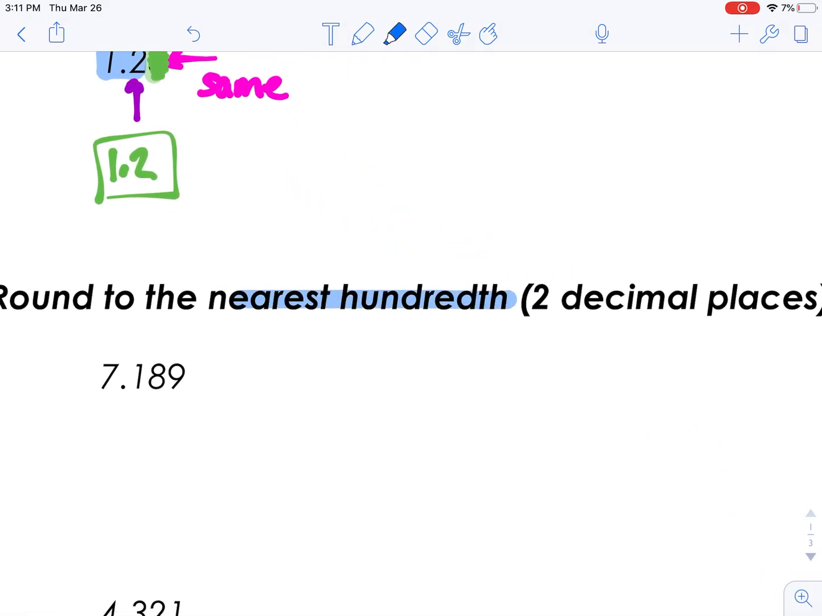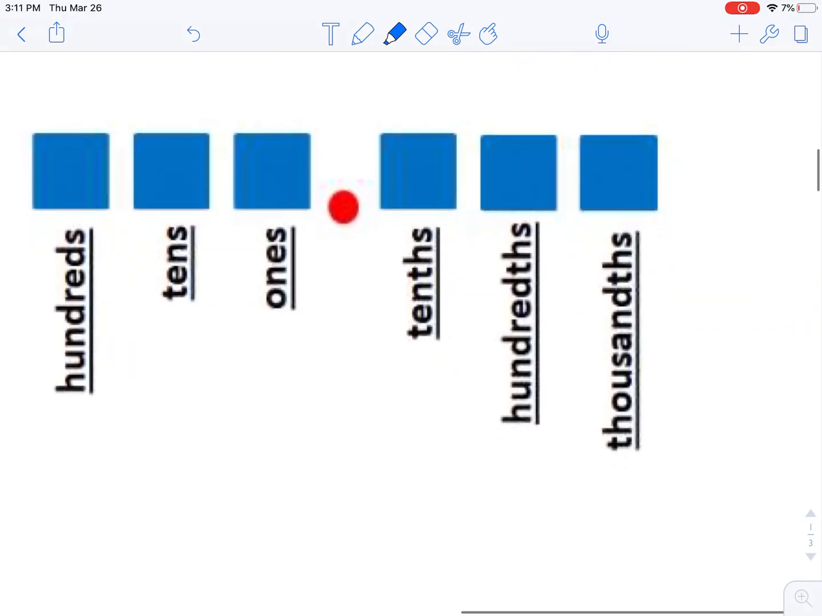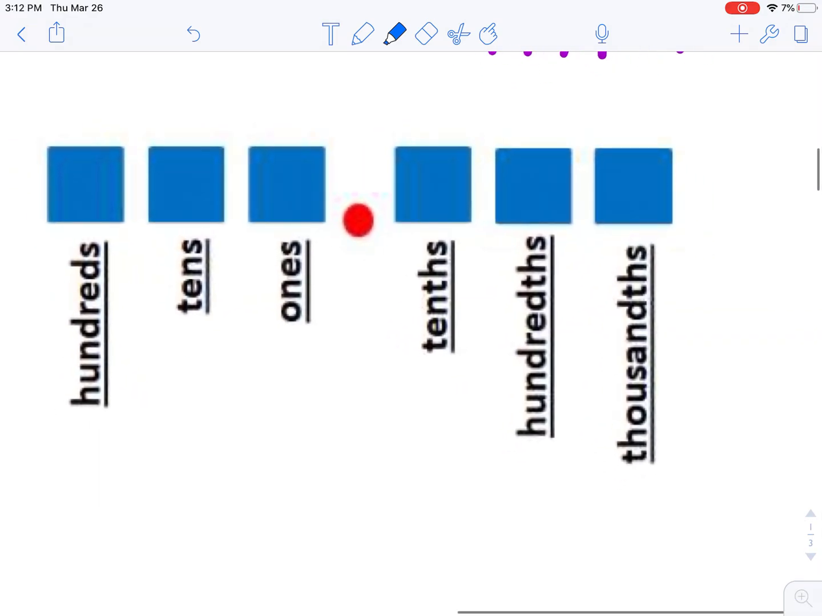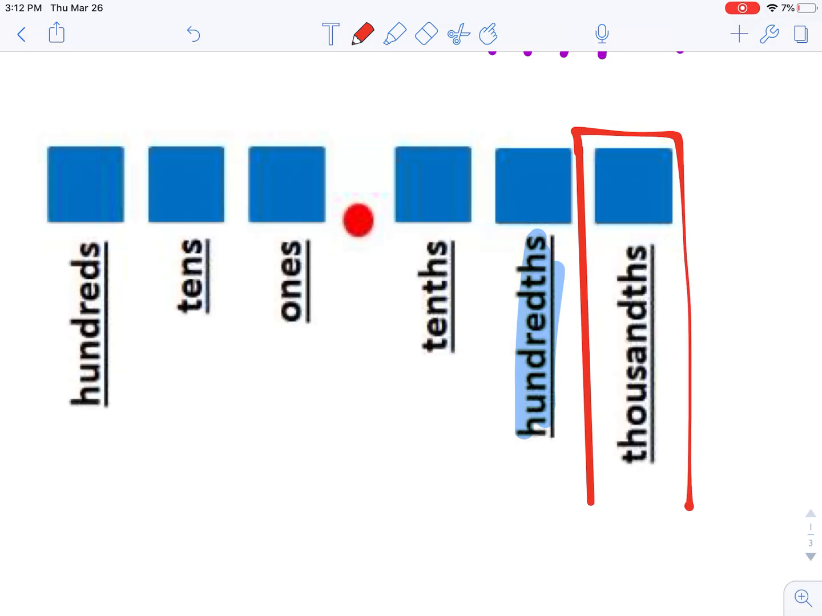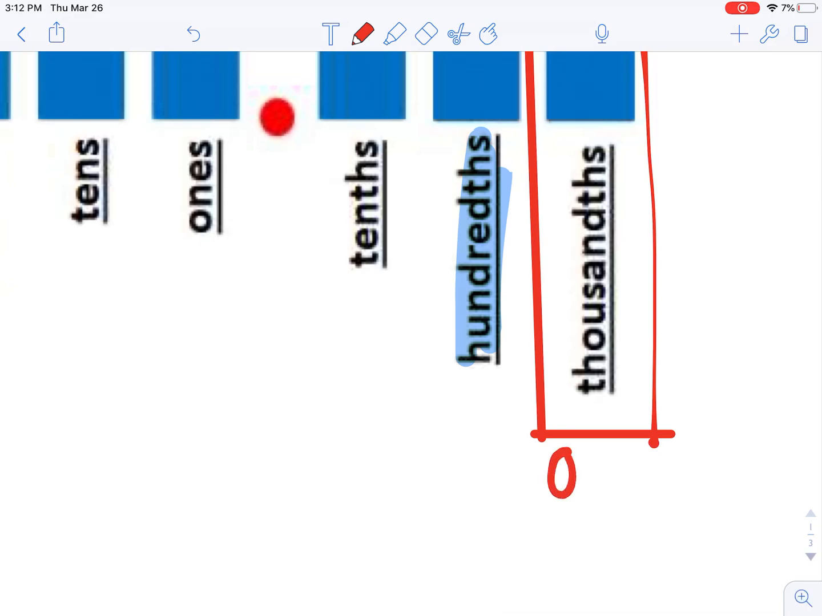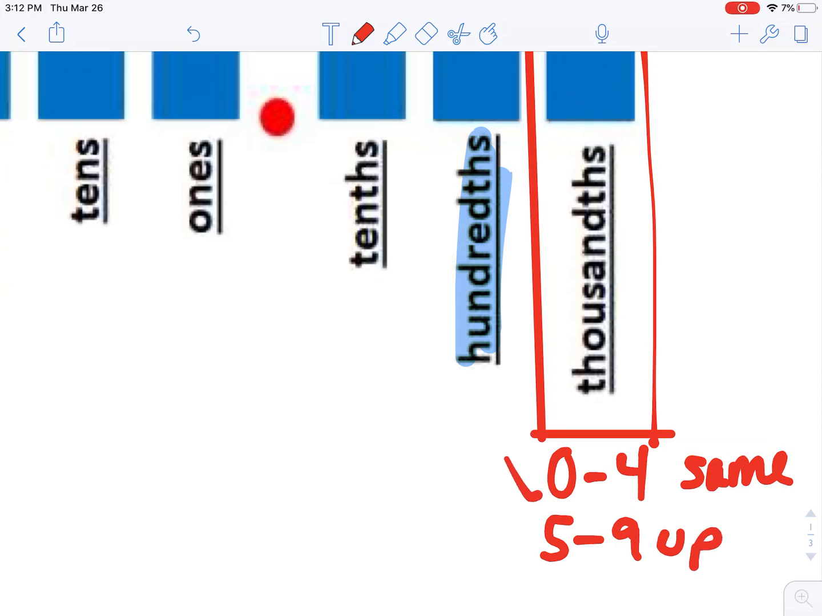In this next part, they want us to round to the hundredths place. That is 2 decimal places. So if we find where our hundredths place is, that means when we're deciding how to round, we are going to be looking at the number after the hundredths place, which is the thousandths place. And when we look here, we're going to say 0 through 4 stays the same, and then 5 through 9 will round up.